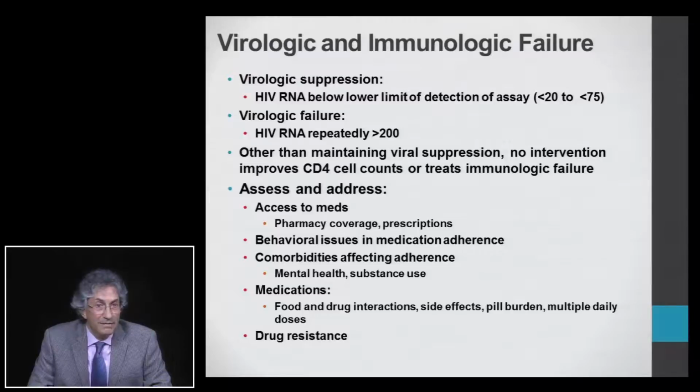Other than maintaining viral suppression, there is nothing known that can help immunologic failure. If the CD4 count doesn't improve, there's really no specific intervention for that except keeping the virus suppressed. Changing antivirals doesn't help unless that improves viral suppression. There's no vitamin or drug or over-the-counter or internet product that improves the CD4 count. You just have to keep the virus down and help the person be as healthy as possible.